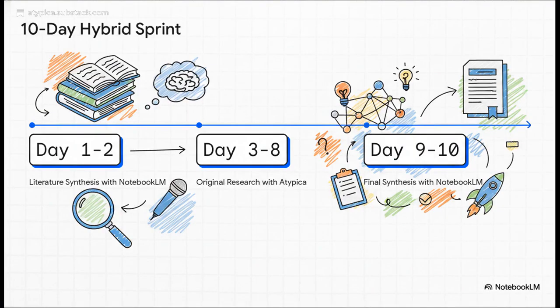So instead of a slow, painful, months-long research project, they ran a hybrid 10-day sprint. And check out the flow here. They started with NotebookLM, the librarian, to synthesize all the existing market reports. Then they used Atypica, the detective, to go find the missing pieces. And to wrap it all up, they used NotebookLM one more time to combine everything into the final report.